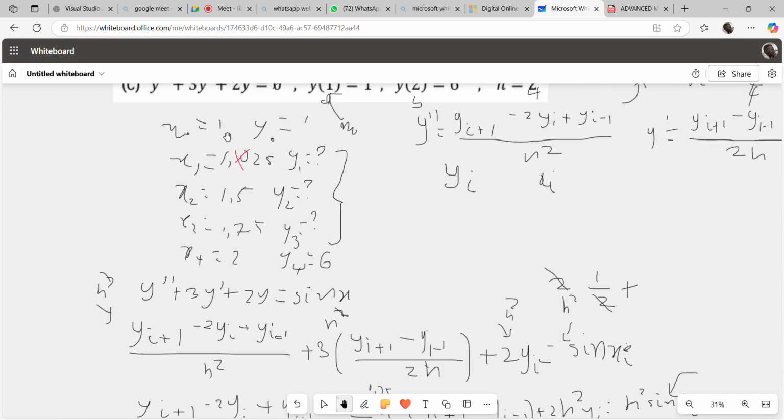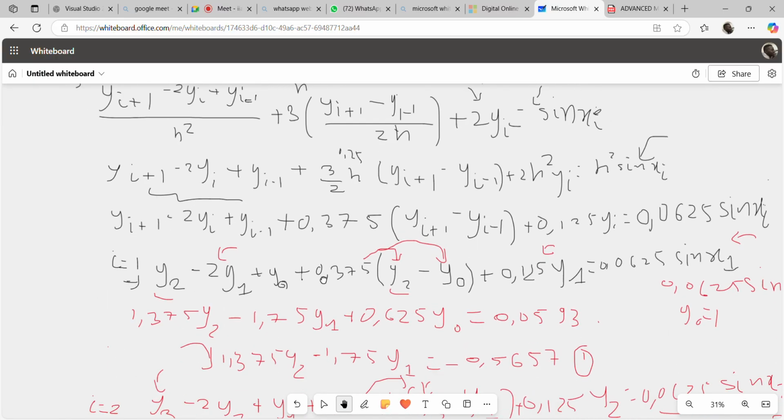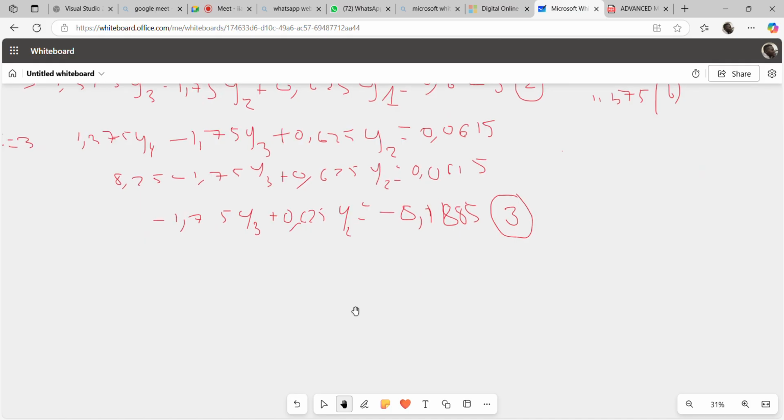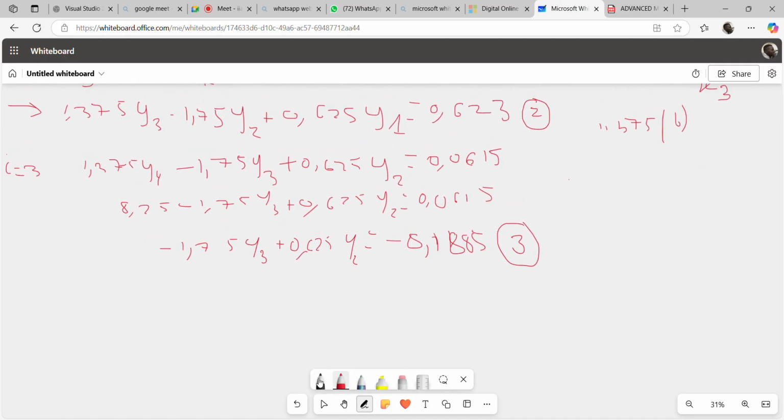You use x1 to get y2. You use x2 to get y3. You use x3 to get y4. That's one of the reasons why you see the expression of y4 at the end. So from here, you have your 3 equations. You can recall them. Usually what I do, I put them in 3 like this.